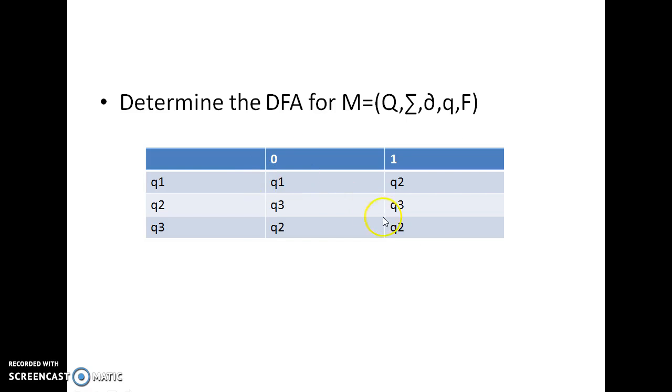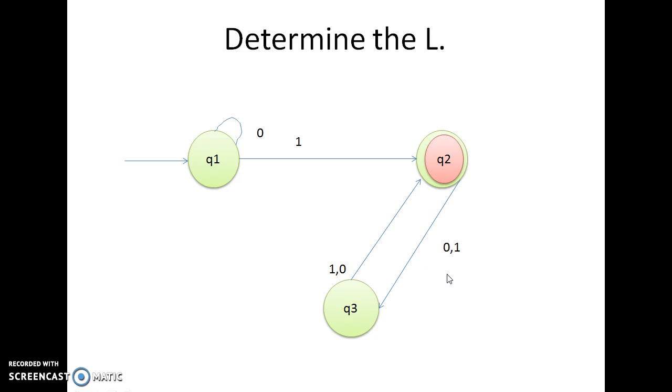So from the state transition table we can construct a deterministic finite automata.